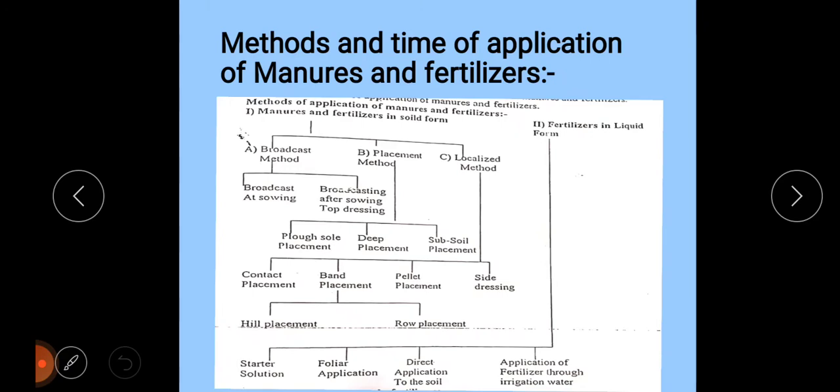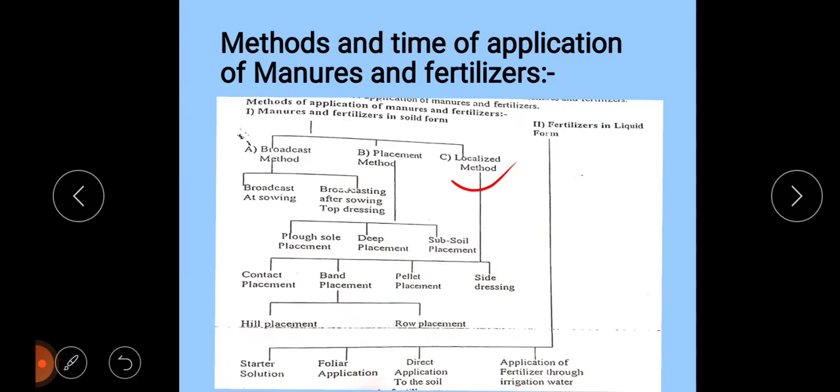Then the second important one is the placement method. In placement, plow sole placement is applied for bulky organic manures added into the soil. Then deep placement and subsoil placement. Bulky organic manures we can place in that way. Then the third type is the localized method. In localized placement, fertilizer is applied in the root zone contact. Then the second one is band placement, with hill placement and row placement.